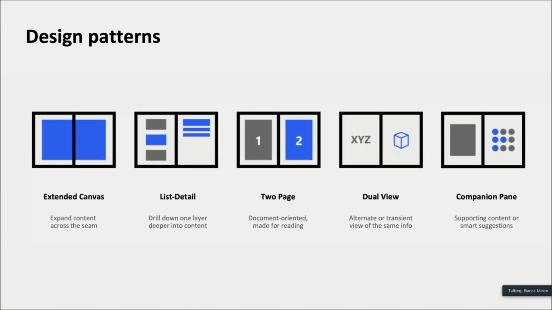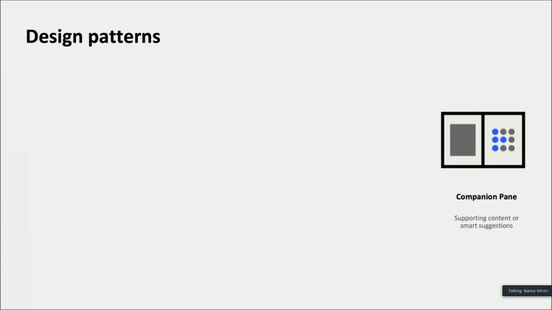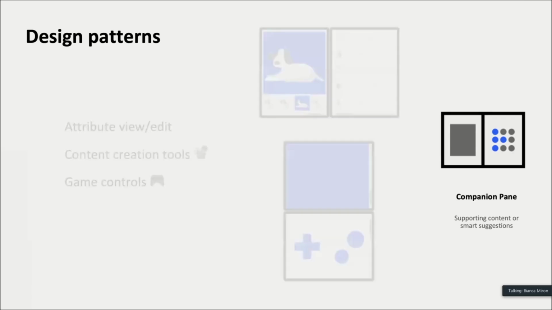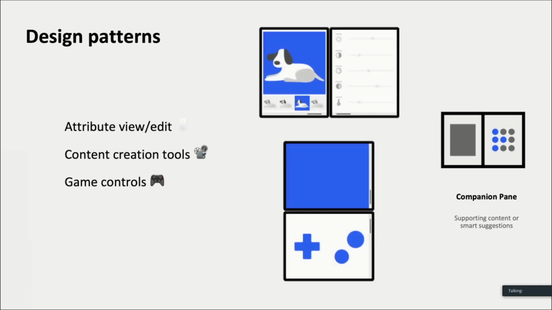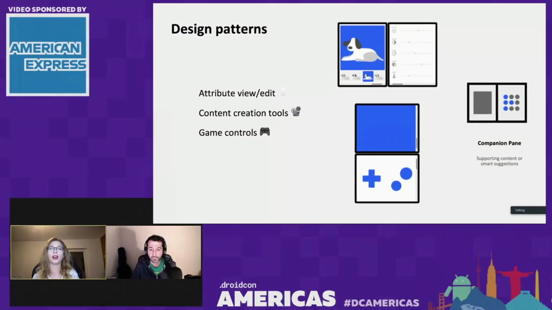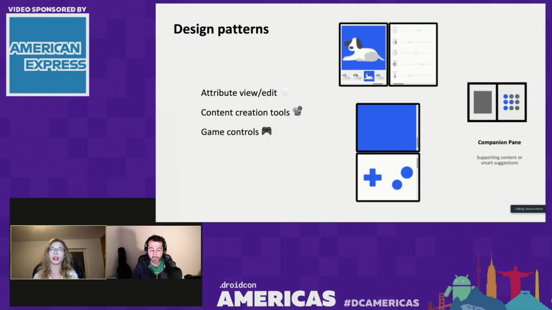Last but not least, the companion pane pattern shows a list of controls on one side and the result on the other. It's often used with gaming, so you can have the controller but also the screen where the magic happens, and also for content creation tools in case you have an application which edits images. So you can apply filters but also go pro mode, so change the contrast, change the brightness.